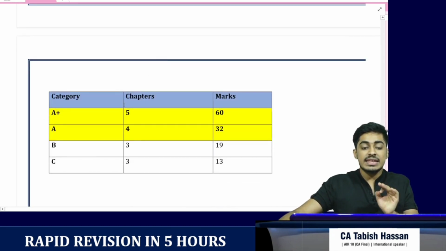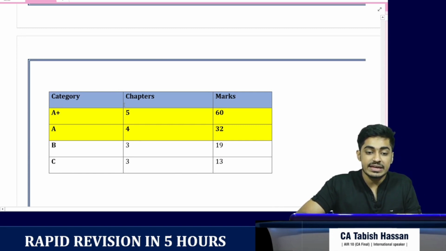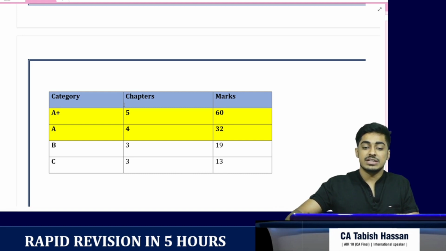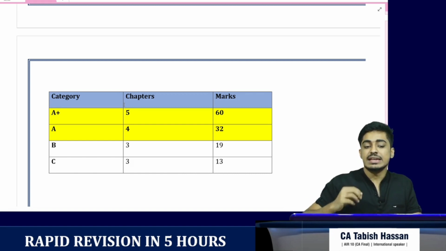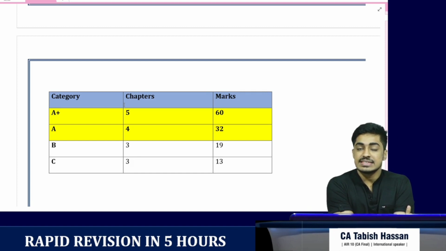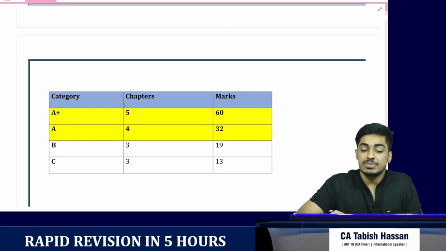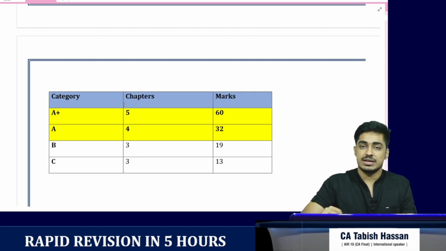Okay. So in our A plus category, we have 5 chapters which cover 60 marks. In our A category, we have 4 chapters which cover 32 marks. So together, these 9 chapters cover 92 marks. So first, focus on these 9 chapters. Then come to your category B and category C chapters, wherein 6 chapters together cover only 30 marks.